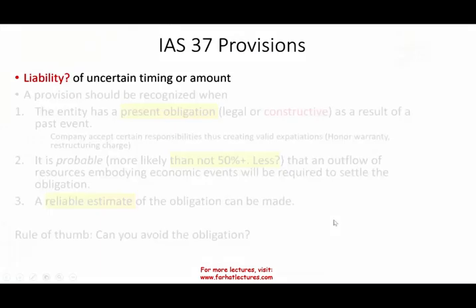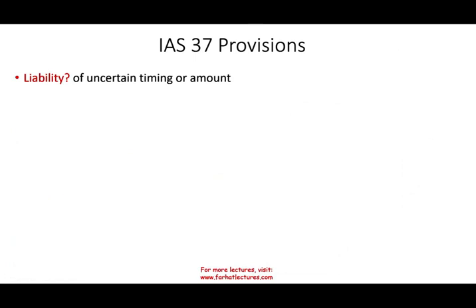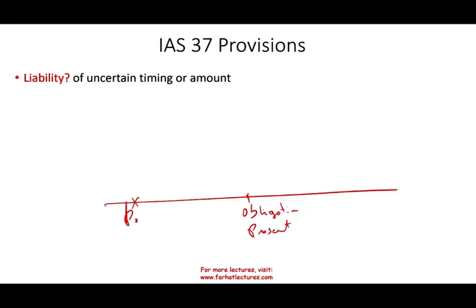So IAS 37 talks about provisions, and basically those are liabilities, as we said, of an uncertain timing, amount, or existence. Now, the question is, do we know what a liability is? Do we know the definition of a liability? Basically, a liability is an obligation. You have a present obligation, to be more specific. You have a present obligation that happens because of a past event. I'll give you an example.